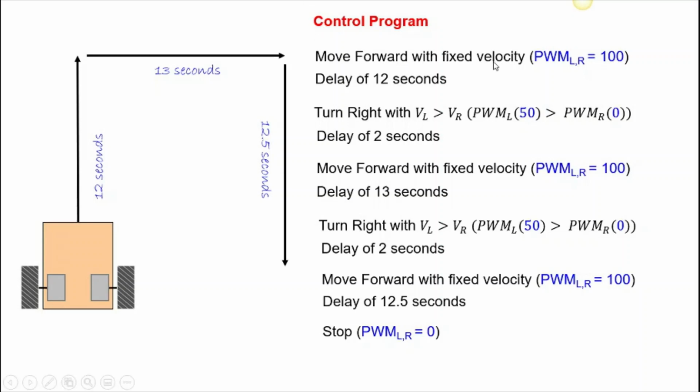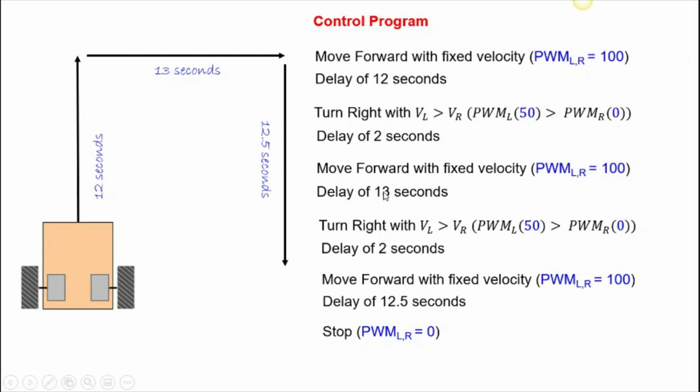Move forward with a fixed velocity, and then delay for 12 seconds. After the 12 seconds has ended, it will turn right. To turn right, you have to specify the speed of the left tire to be greater than the right tire. For example, you give the left tire 50 and the right tire 0. You put some delay here because the system needs some time to turn. When it has turned right, you need to move forward for 13 seconds, with the same velocity or same speed.